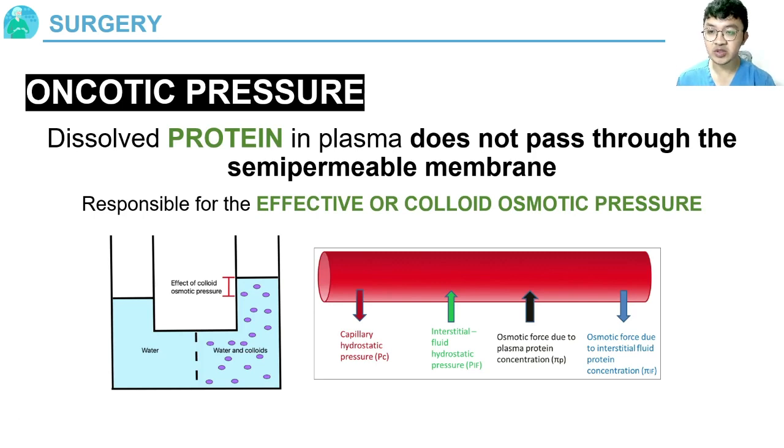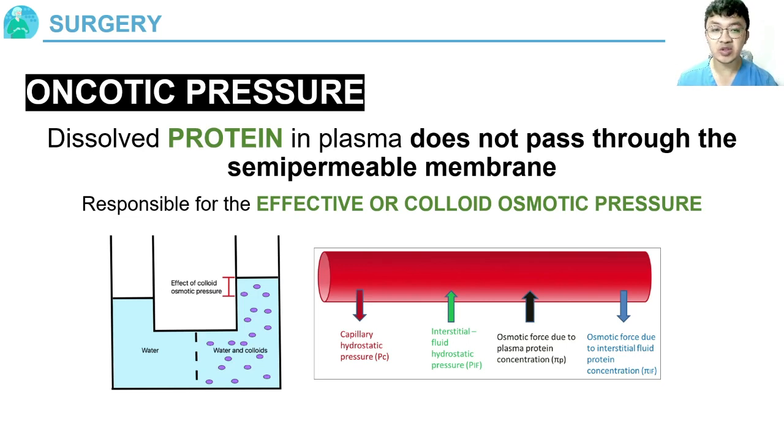So your oncotic pressure refers to the pressure exerted by dissolved protein in plasma that does not pass through the semi-permeable membrane. So this pressure affects your osmosis. Remember that dissolved protein in a compartment contributes to the solute concentration in that compartment. And remember that whenever there's a compartment with excess solute concentration, that's where your water goes. So water is being pulled into a compartment, again with a high solute concentration and a high protein concentration. So this is otherwise again known as your effective or colloid osmotic pressure, or otherwise known as your oncotic pressure.